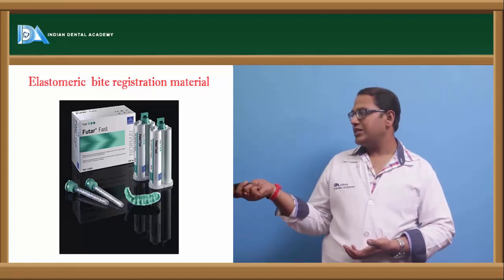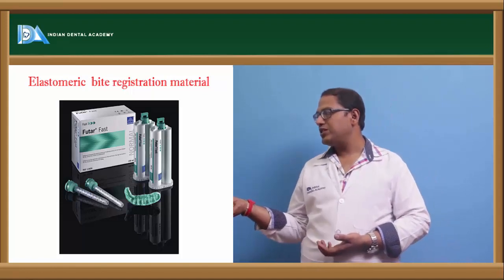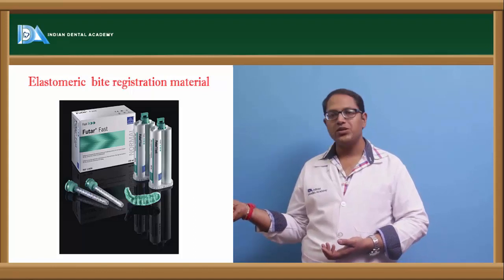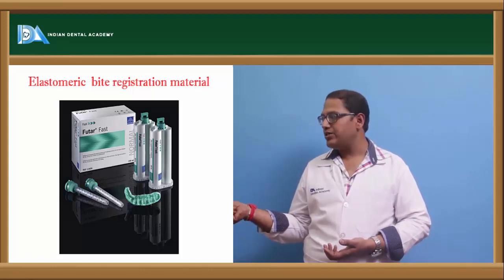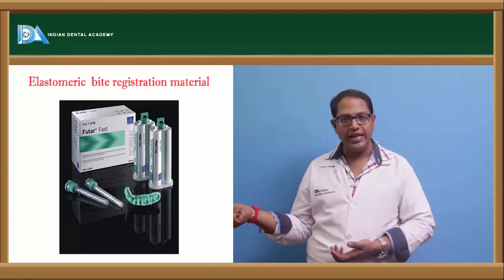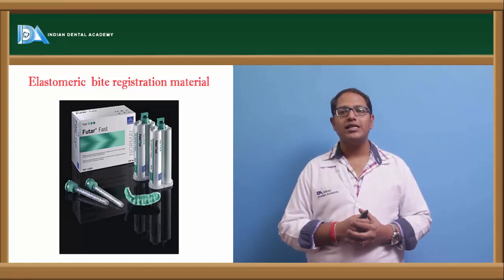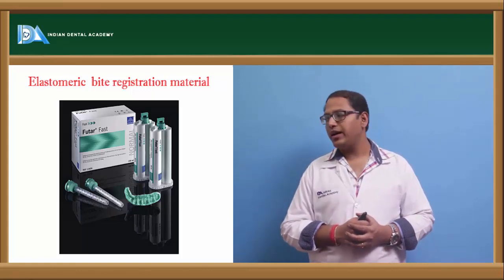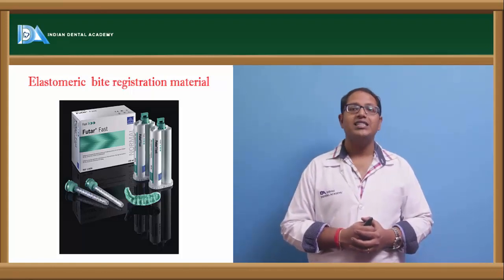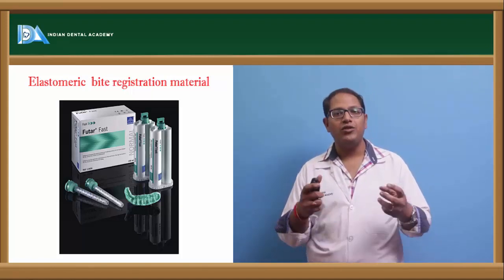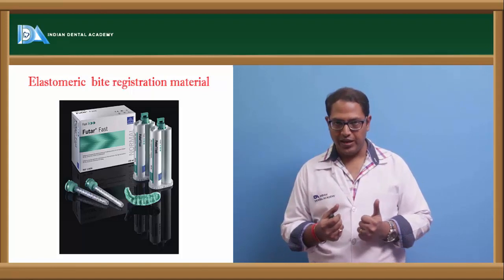So we have these elastomerics. Now you see these are the tips which are present and this is the bite registration material. So now you need to put this bite registration material over the posterior ends of the mandibular teeth. Then ask the patient to bite. Important thing to note about elastomeric impression material or the bite registration material is that it sets very fast. So our work should be very quick.